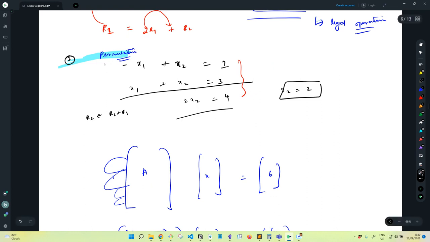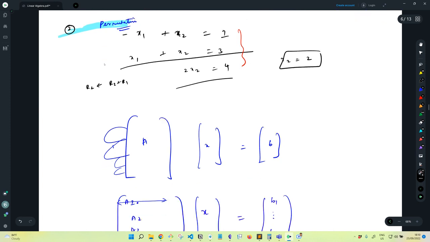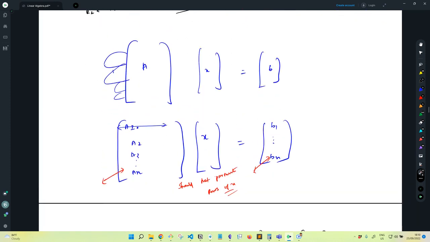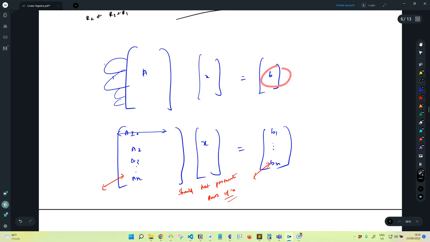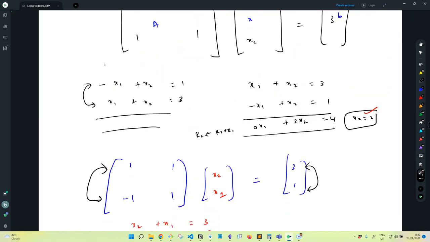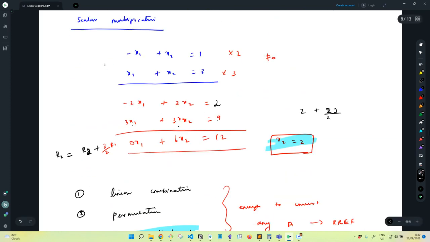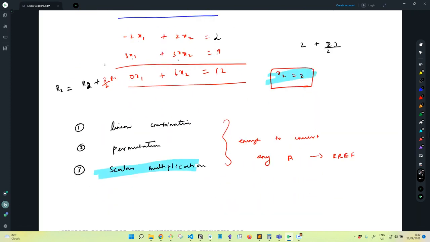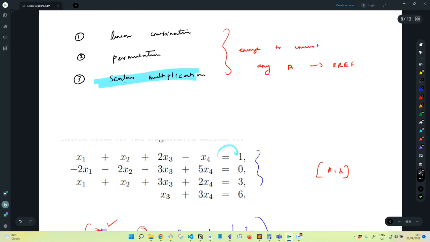Then the second operation is permutation, where you permute rows of the matrix. Now remember, when you permute rows of A, you should also permute B accordingly, but you will not permute the vector X. So in this permutation operation, you will permute the rows in A and B, but not X. This is the second legal operation. And the third legal operation is very simple, called scalar multiplication. Unlike linear combination, when you do scalar multiplication, the scalar alpha should be non-zero. It can be negative, but it should be non-zero.